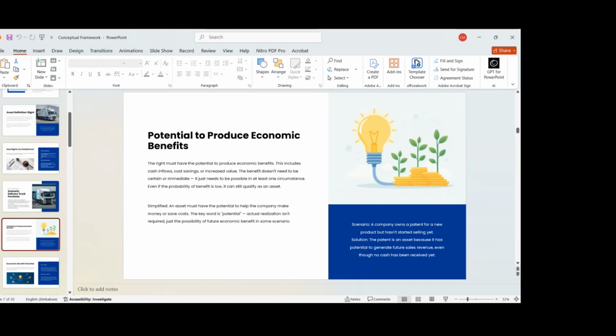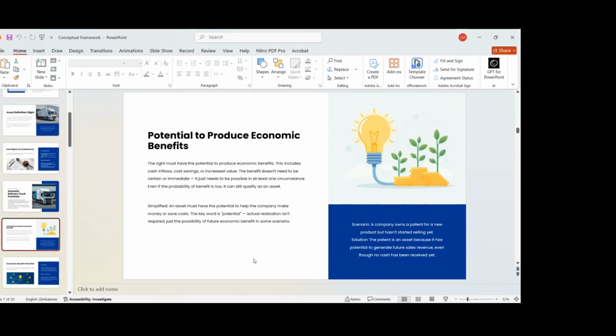Does that make sense? Are you following? A right is a real right. This is because when you look at IAS 2, an asset is defined in the Conceptual Framework. When you go to IAS 38, an asset is defined there too. An asset is defined in the Conceptual Framework. Then let's proceed.